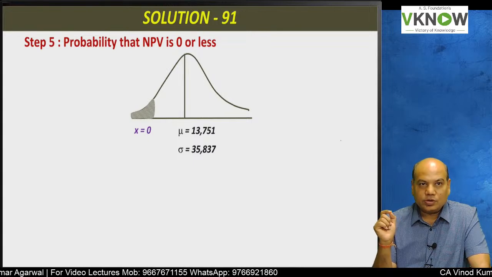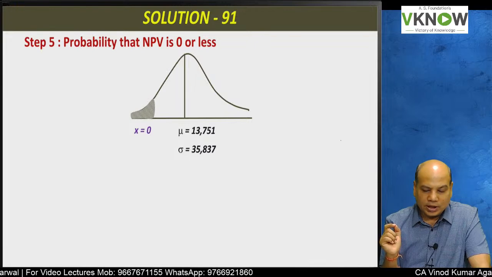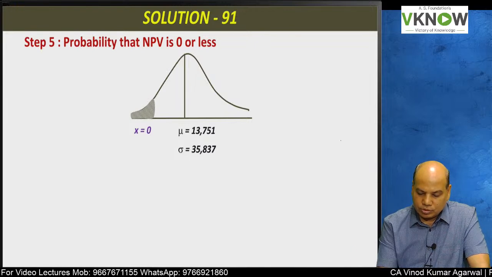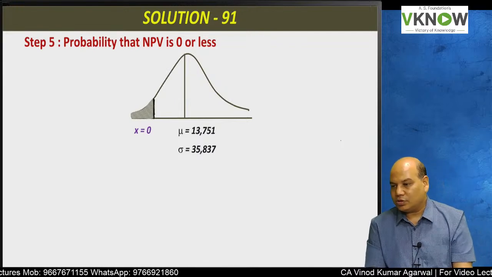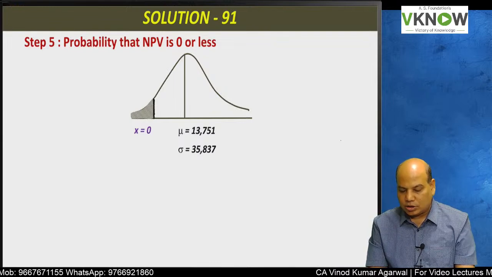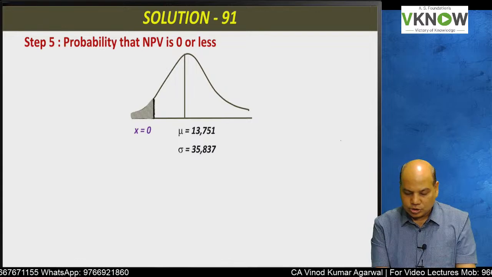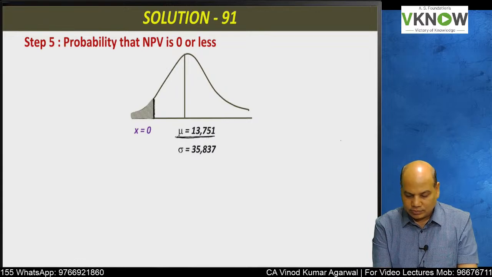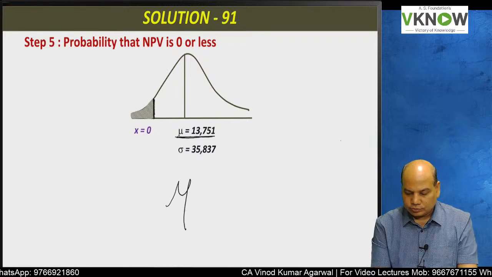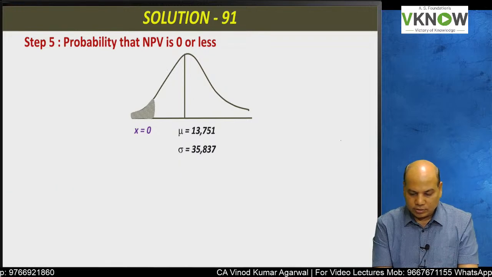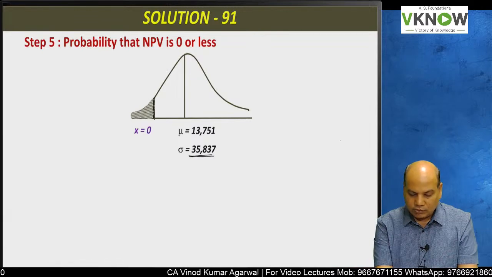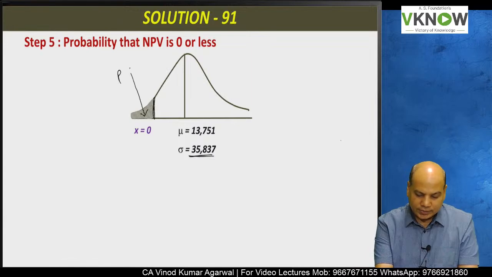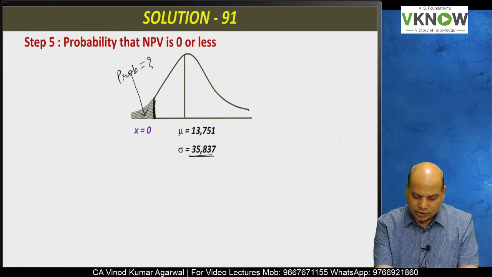Now the next question is step 5. Probability that NPV is 0 or less. Today we have done this for the 4th or 5th time. Draw this normal distribution curve. In the center write down mean, whose symbol is mu, 13751. Sigma, previous answer 35837, and we want to know the probability of this area, that is, less than 0.